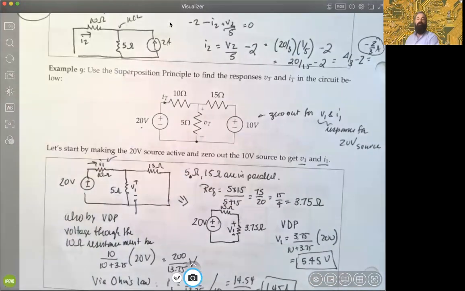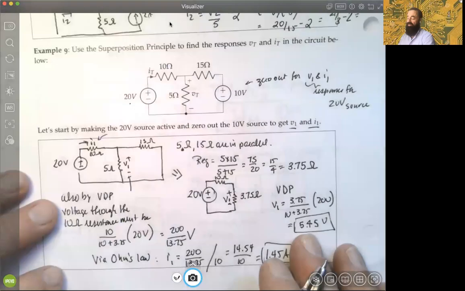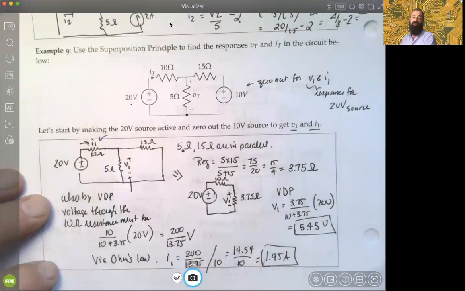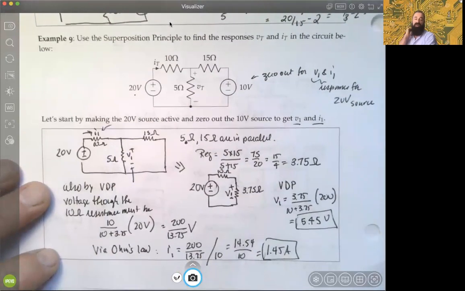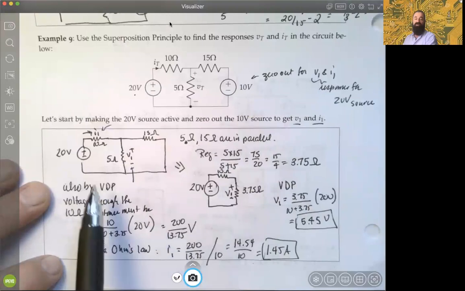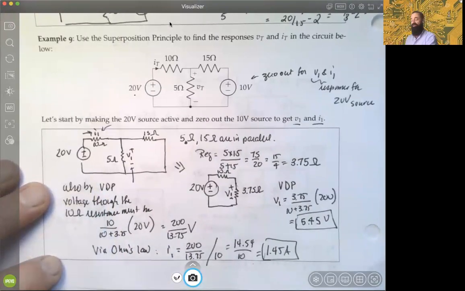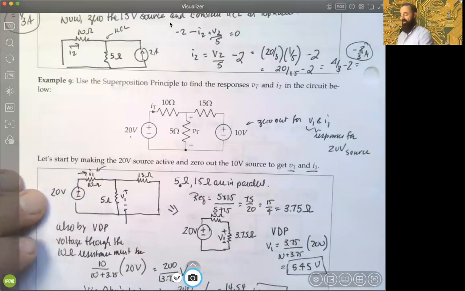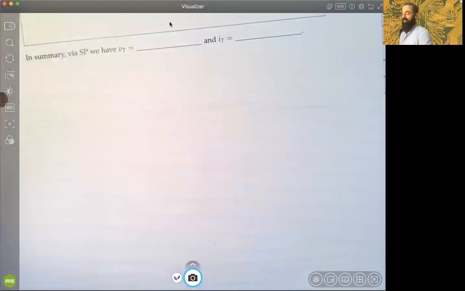Again, VDP got me the voltage across it. I already know the resistance, so therefore I know what the current must be through it, okay? So this is the I1 response associated with the 20 volt source, okay? So we're halfway done for both of them in terms of superposition. So let's move on, okay, finally to page 79.